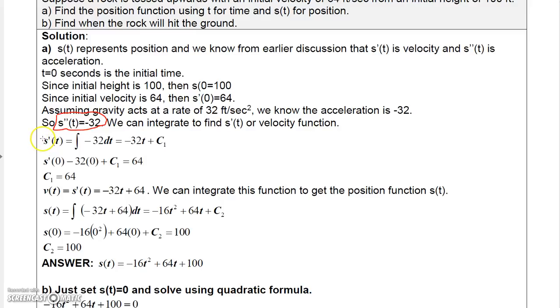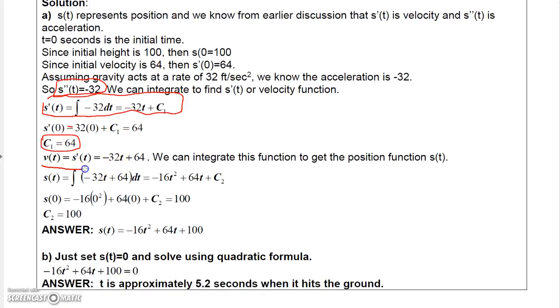Well, if we integrate this, we'll get the first derivative, which would be -32t plus the first constant. Okay? Well, the first derivative represents velocity, and we were told that the velocity at 0 is 64. So if I evaluate this derivative at t equals 0, I get c1 equals 64 is the constant. So now I know the velocity function is -32t plus 64.